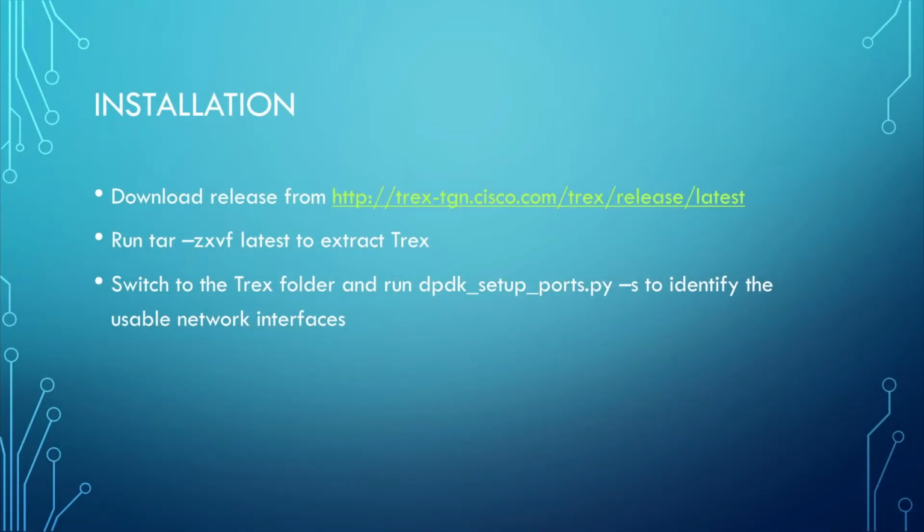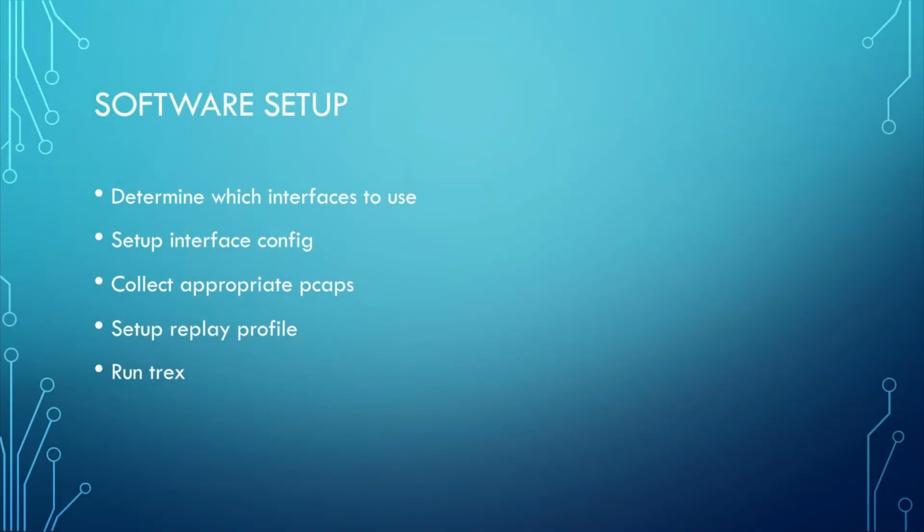To set up TRex, you download the tarball from their website, extract it, and go there, and the first thing you're going to want to run is basically this command. If there's no configuration on the box, it's going to look around, identify all of the supported network interfaces on the machine, and give you the addresses to go set them up. Once you have that basic bit covered, then you want to set up the rest of the software. You need to figure out which interfaces you're actually going to use, wire up the network topology, then start setting things up.